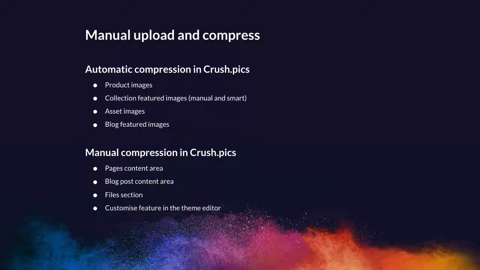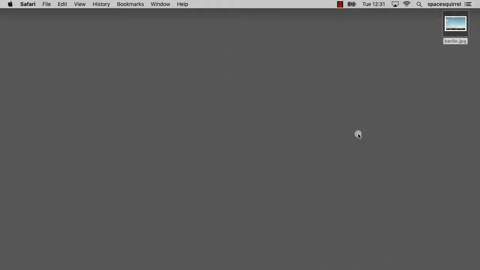For these images, we recommend you use the manual upload and compress feature, so let's have a look at how you use that in the Crush.pics admin. So let's say we wanted to add an image to a blog post, and as mentioned before, we don't have programmatic access to those images using Crush.pics, but we do want to take advantage of speeding up that download to the person viewing the blog post, so we're going to use the manual upload and compress feature, which is available in the Crush.pics admin.